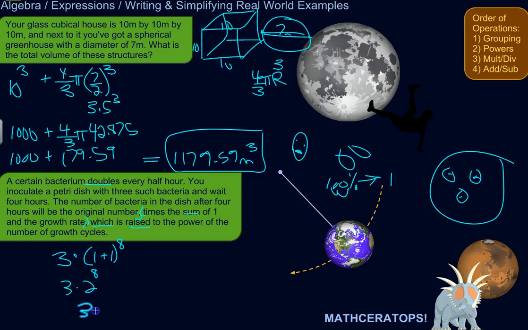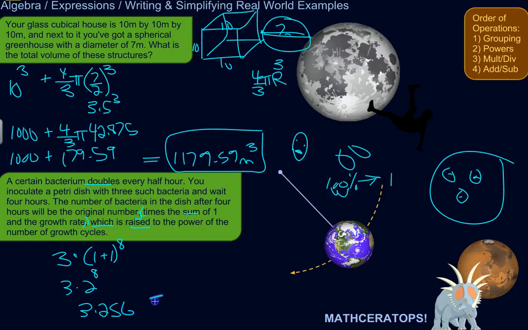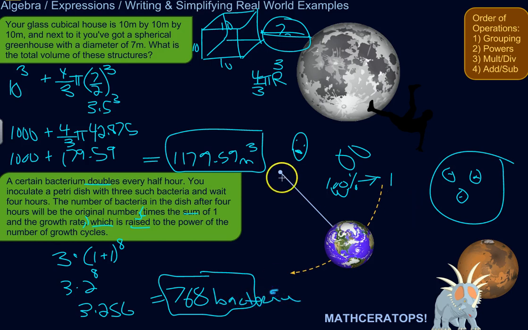So now our expression is 3 times 256. Okay, so we took care of grouping, took care of powers, multiplication, division. That's all we have left. So let's do 3 times 256 is 768. And then we are done evaluating that. So there's 768 bacteria after your 4 hours. So you start with 3 at this growth rate, which is a pretty modest growth rate for bacteria. After 4 hours, there'd be 768 of them in that petri dish, assuming that they had enough food and everything. So pretty crazy, right? All right, I'll see you later.